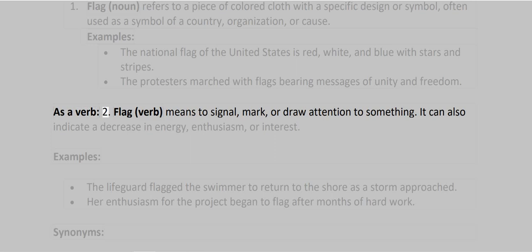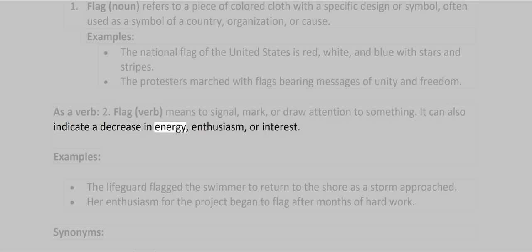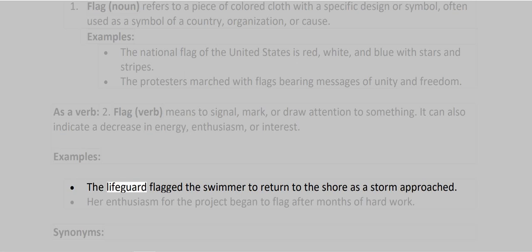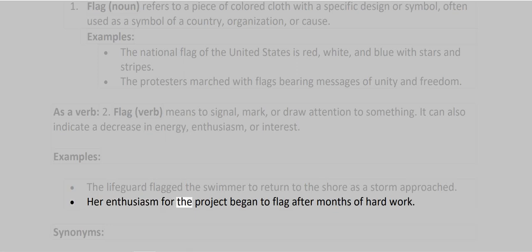As a verb, to flag, verb, means to signal, mark, or draw attention to something. It can also indicate a decrease in energy, enthusiasm, or interest. Examples. 1. The lifeguard flagged the swimmer to return to the shore as a storm approached. 2. Her enthusiasm for the project began to flag after months of hard work.